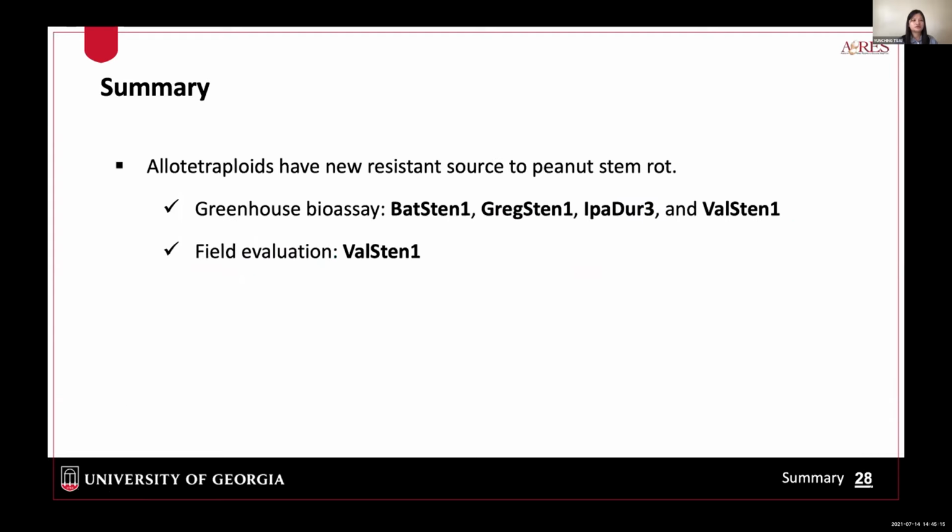In conclusion, allotetraploids have a new resistance source to peanut stem rot. In the greenhouse bioassay, 4 tetraploids show resistance. And among these 4, ValSten1 shows resistance in field evaluation as well. Just a quick recall, this morning, Izu talked about ValSten1 possibly being a source of resistance to TSWV. And in my study, we found that ValSten1 can also be a new resistance source to peanut stem rot.